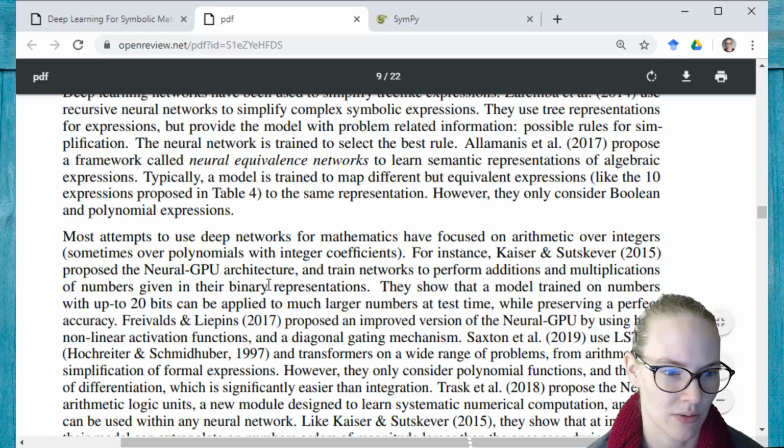Additions and multiplications of numbers given their binary representations. A model trained on numbers with up to 20 bits can be applied to much larger numbers at test time while preserving a perfect accuracy.